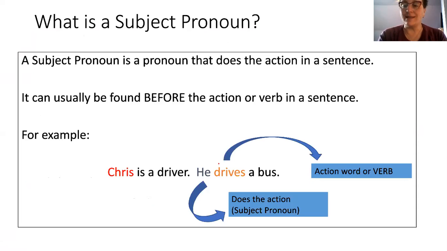So let's look over our sentences again. Chris is a driver, right? So Chris is the noun. And then we know he drives a bus. So we know that he is the one doing the action in this sentence. He drives a bus. Therefore, he is the subject pronoun of this sentence. And drives is the verb, the action. He is the one doing the driving. Therefore, he is the subject pronoun in this sentence.